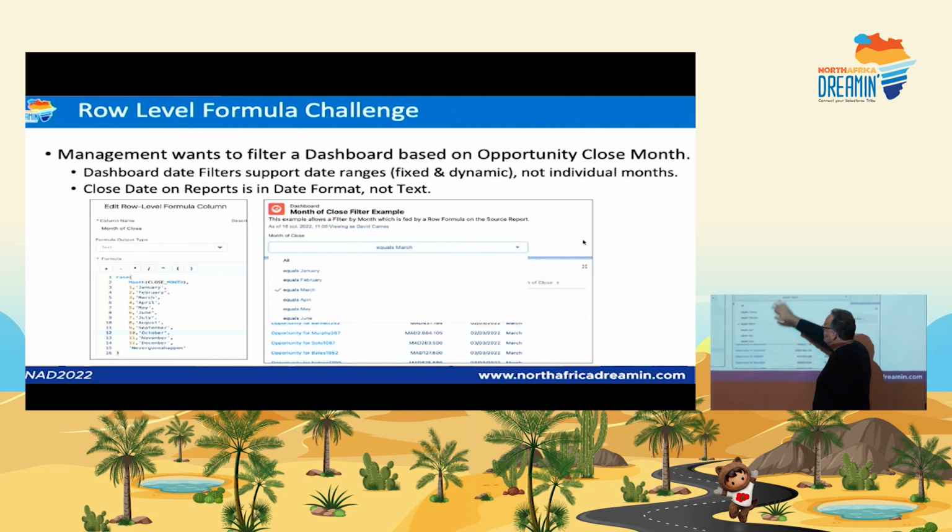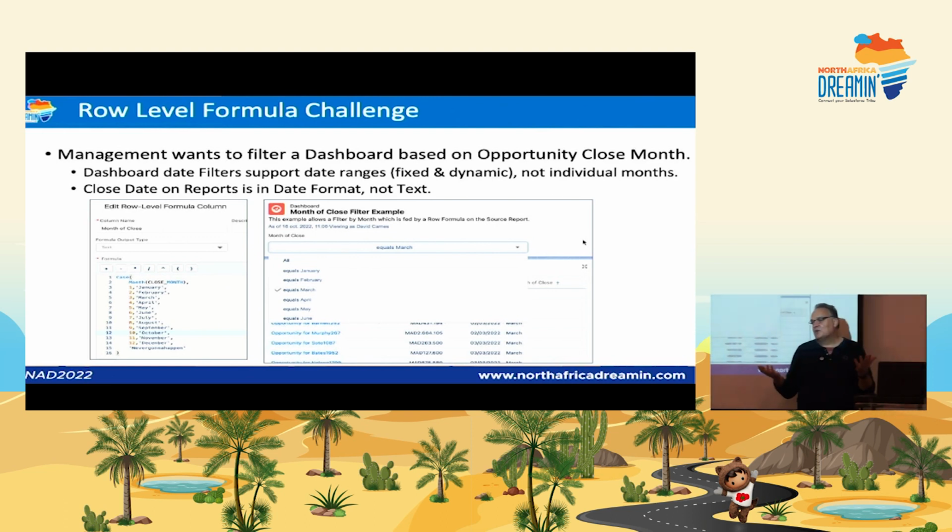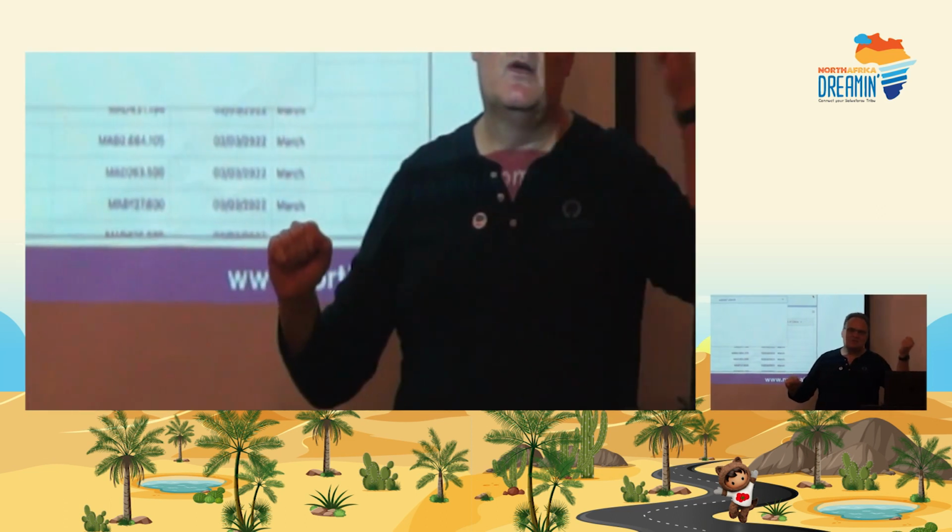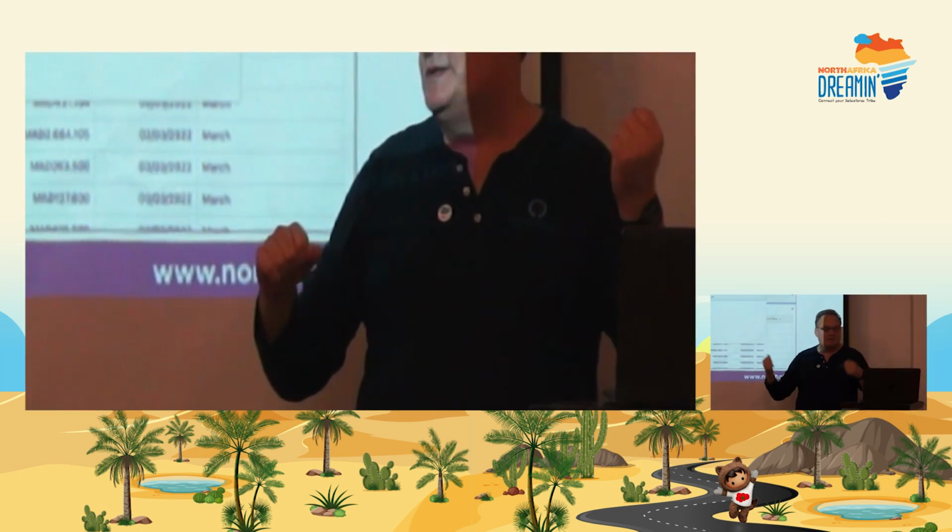So I have a dashboard here that says, right now it says if it's March, and I can see in my results that it's just showing March data. So it's kind of an unusual example, but you don't think of needing a row-level formula to solve a dashboard problem, but sometimes we need to do that.